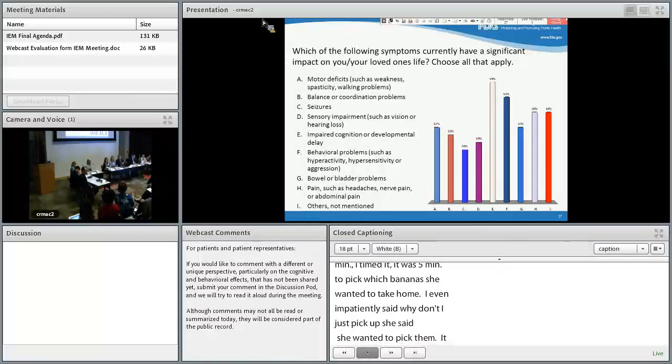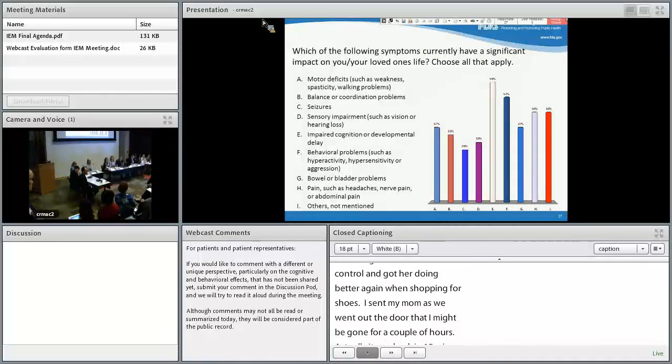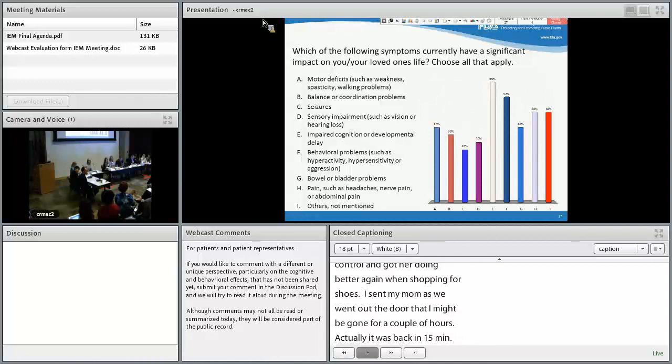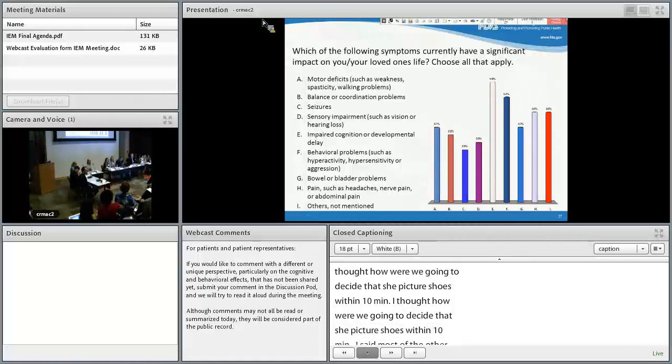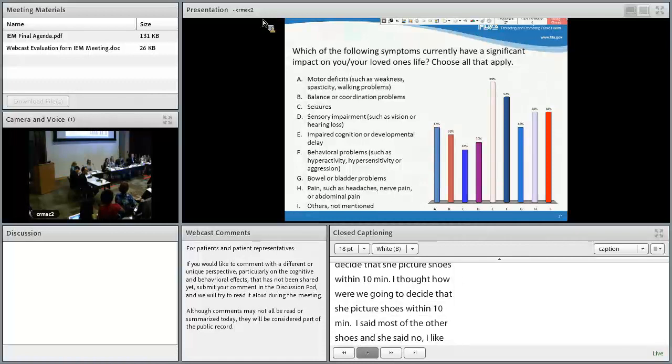And then several years later, after we got her levels under control and got her doing better again, we went shopping for shoes. And I said to my mom as I went out the door, I might be gone for a couple hours. But actually, I was back in 15 minutes. We went to Payless Shoes, and there's a lot of choices there. So I was a little worried about that, because I'm like, how are we going to decide? She picked her shoes within 10 minutes, and I said, okay, let's look at all the other shoes. And she's like, nope, I like these. She tried them on. She's like, nope, these are the ones. And I'm like, are you sure? Look at these other options. Oh, I've looked. I'm sure.